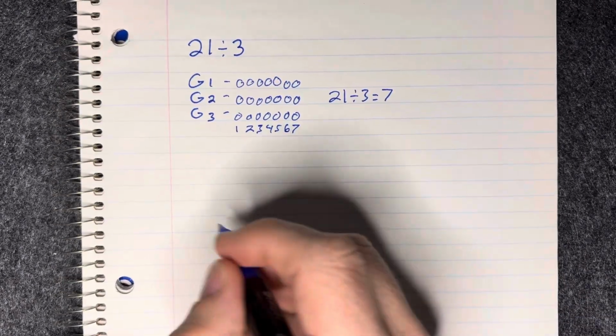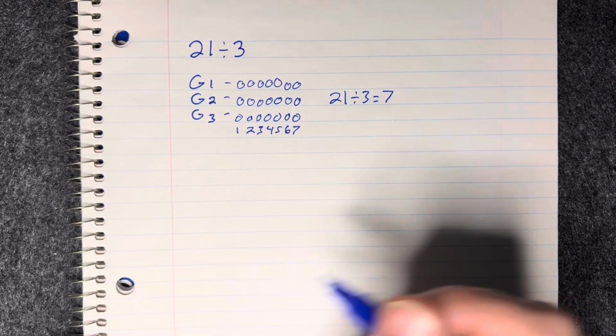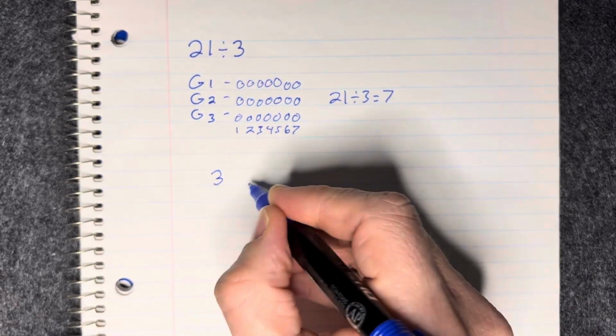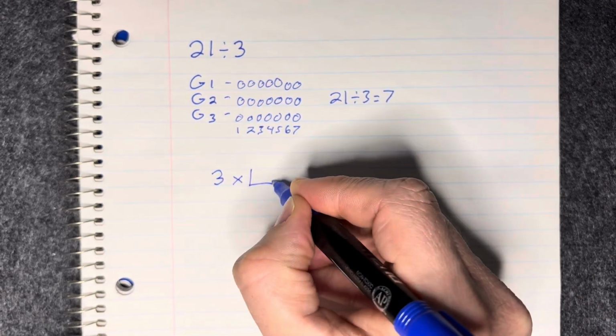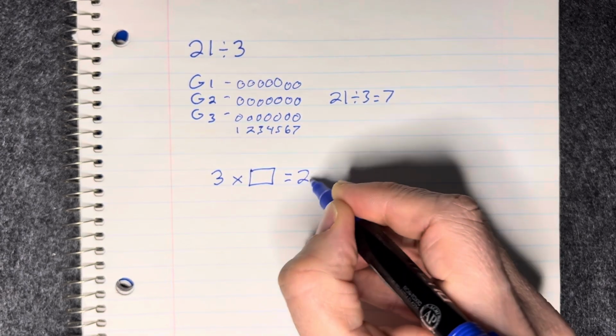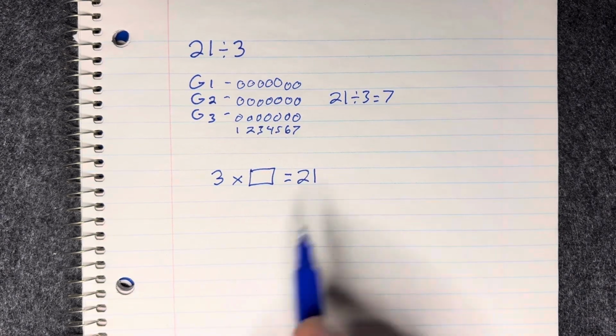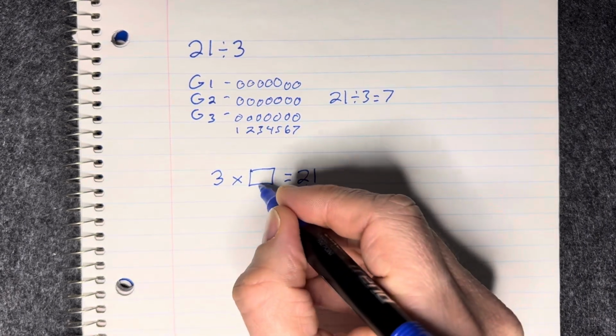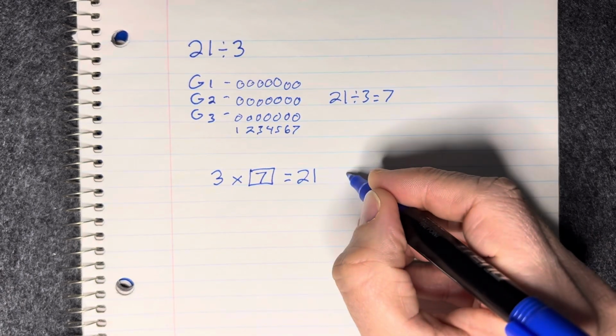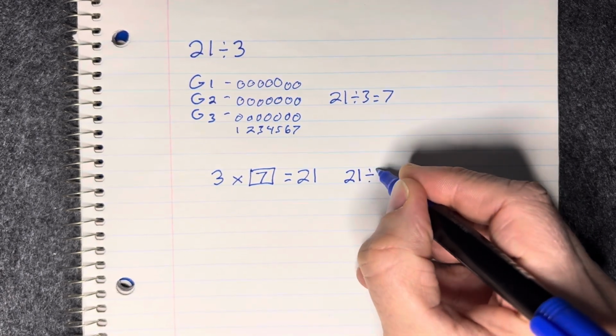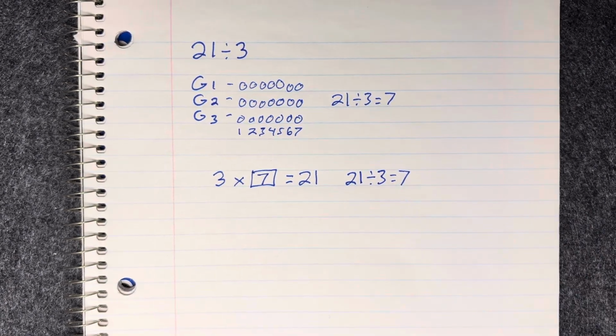Another way of doing it is reverse multiplication. You look at the question like it's 3 multiplied by something equals 21. At this point, you should have your times tables up to 10 memorized. Otherwise, this version is not going to be the easiest. So you should know that 3 times 7 equals 21. So if this is 7, then 21 divided by 3 equals 7.